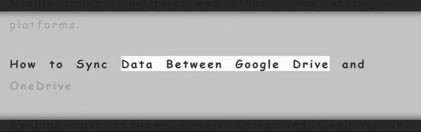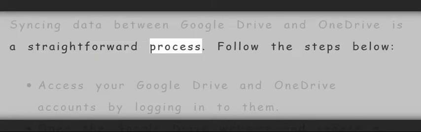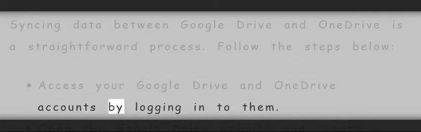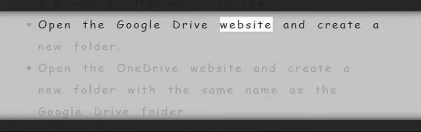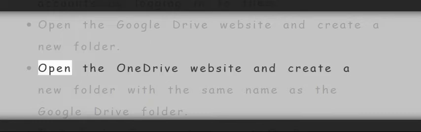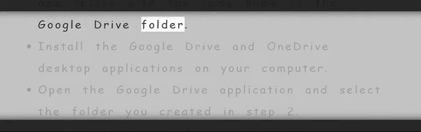How to sync data between Google Drive and OneDrive. Syncing data between Google Drive and OneDrive is a straightforward process. Follow the steps below. Access your Google Drive and OneDrive accounts by logging into them. Open the Google Drive website and create a new folder. Open the OneDrive website and create a new folder with the same name as the Google Drive folder.